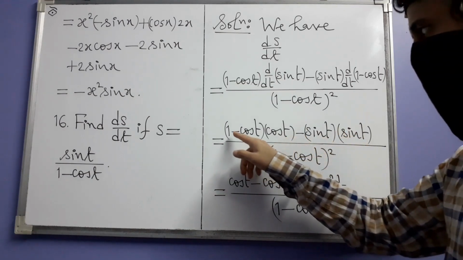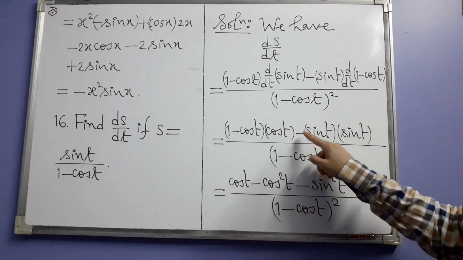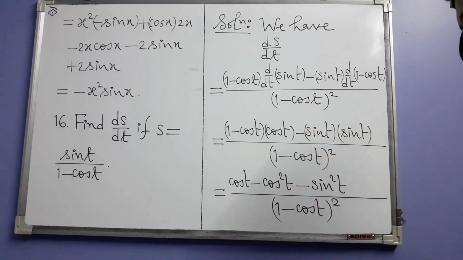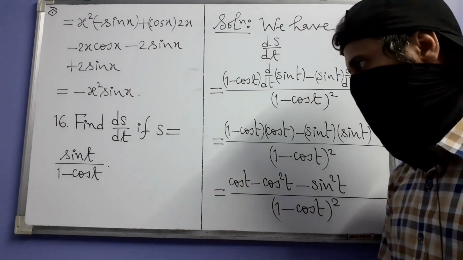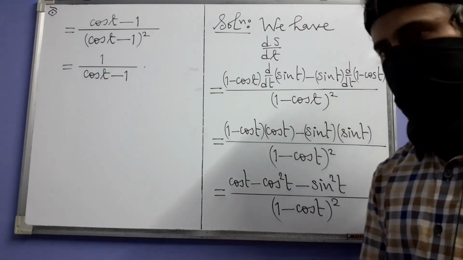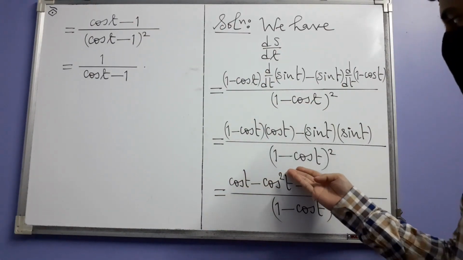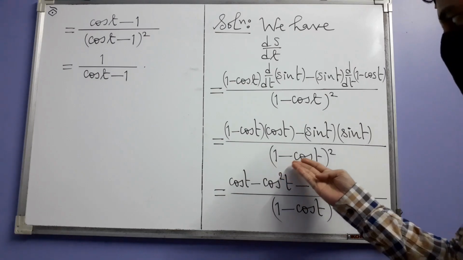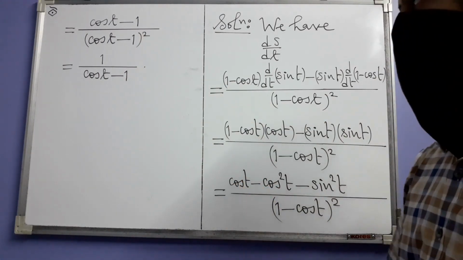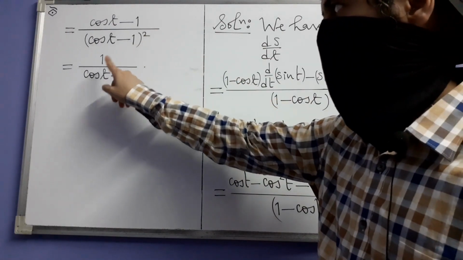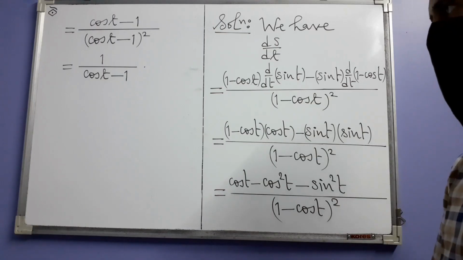And then if you do the multiplication here, you are going to get cos t minus cos square t minus sin square t. So let's continue. So the numerator becomes cos t minus 1, and in the denominator, in place of writing 1 minus cos t, you can write cos t minus 1 because there is a square. After doing the cancellation, you have 1 divided by cos t minus 1. So this is the derivative.